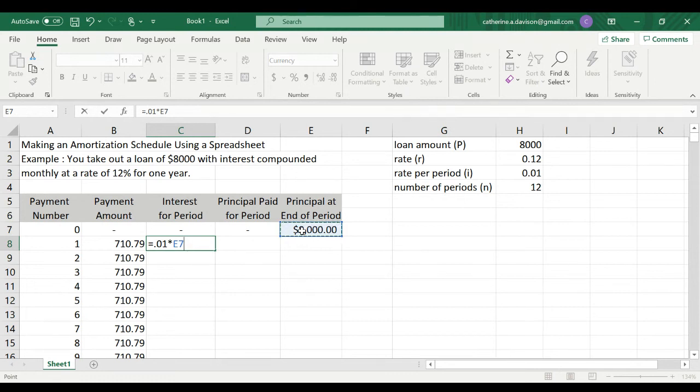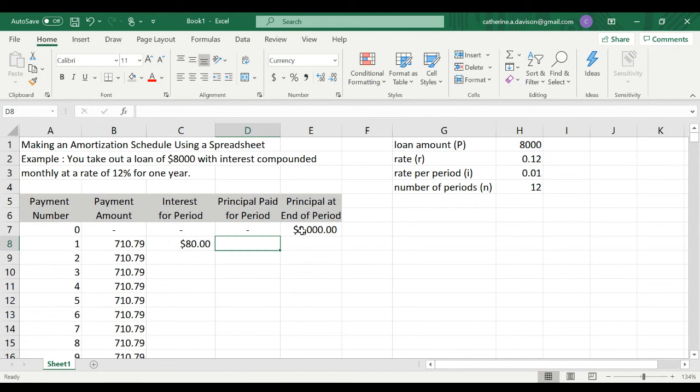Notice I'm putting an equal sign to make this a formula. That's so that we can copy it to other cells later. So the interest for the first period is $80. Now the principal paid for that period is whatever remains from the payment amount. So to find that, we're going to take this $710 payment and subtract the $80 of it that went to interest. So that means for this first payment, $630 of it paid off principal.